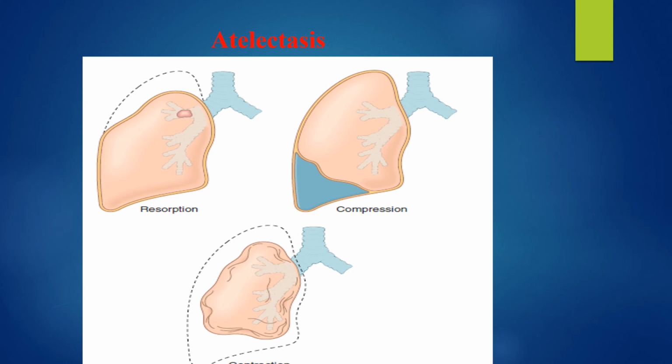Atelectasis is a pathological process characterized by collapse of the alveoli and closure of their lumen. Atelectasis is not an independent disease. It is not a nosological unit, but it is a pathology that can develop as a result of various diseases of the respiratory system. According to the development mechanism, resorption, compression, and contraction types of atelectasis are distinguished.